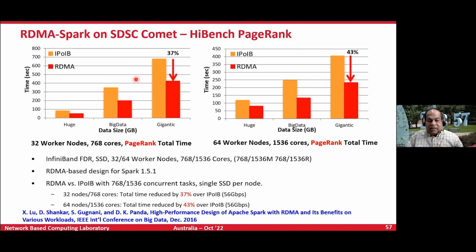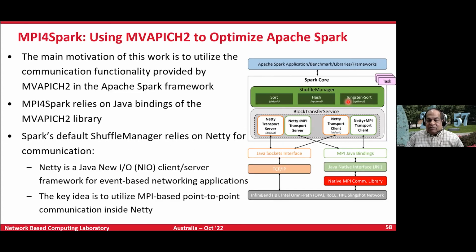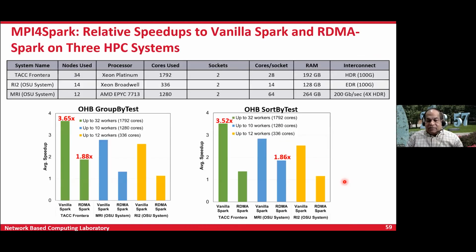Here, these are numbers for RDMA Spark. This is the direct design. Compared to IP over IB, you can see RDMA can give you a 37%, 43% benefit. But this is the very latest design. Within Spark, there is Netty. We have directly taken that Netty to the MPI communication library. So we are going up to MPI. And as we saw earlier, MPI supports all the different networks. So now Spark can actually run on any of these networks. Now you can see some numbers here.